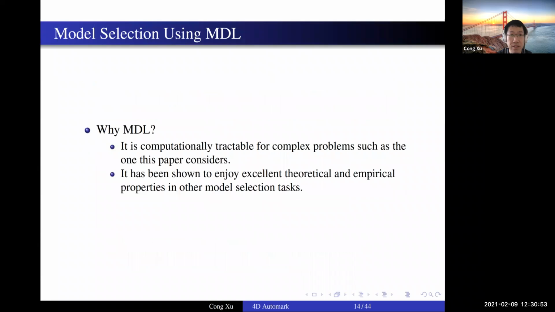So yeah, that's this. Okay, the reason why we use MDL. First, it is computationally tractable for this kind of complicated problem. And second, MDL can be used for other model selection tasks, for example time series, images, and some regression problems. It has been shown to enjoy pretty good theoretical and empirical properties for these other model selection tasks. That's why we use MDL here.